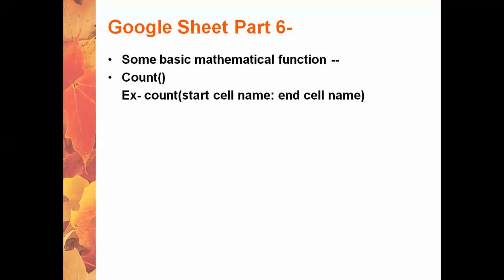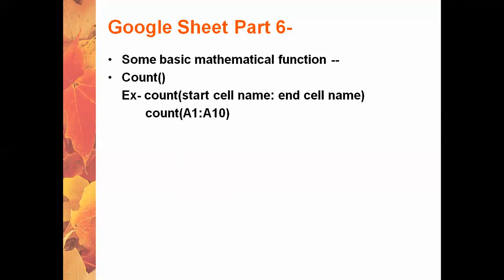Now how can the formula be written? This is the example of how it will be written. We will write count, then an opening parenthesis, and then the starting cell from which we want to count and the cell till which we want to count. First we write the start cell name, then a colon, then the end cell name, and after that we close the parenthesis. So the count formula will work like this.